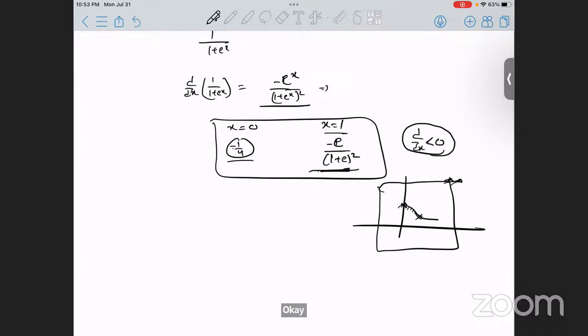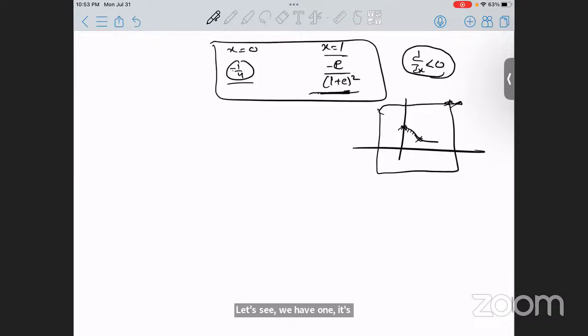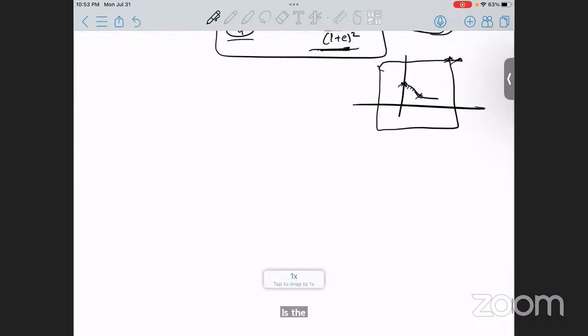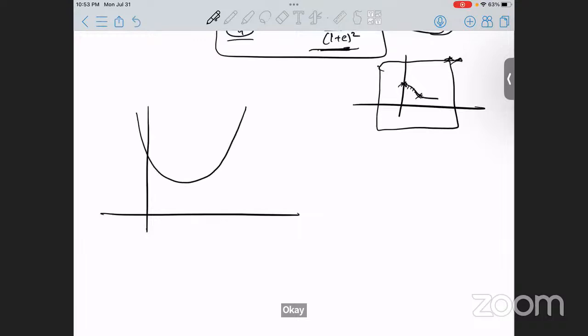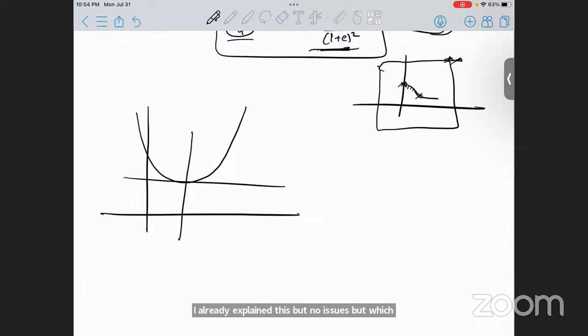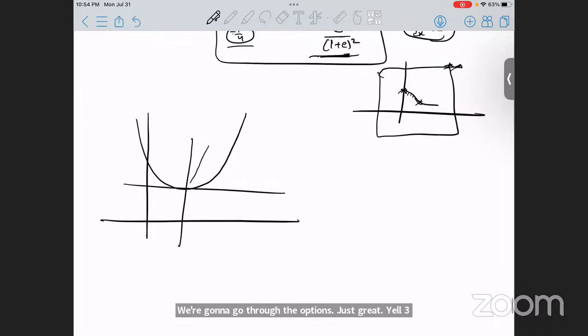Let C be a curve and a straight line. Yes, the tangent question. I already explained this, but no issues. Which of the following are correct about the C? We will go through the options. Just wait. L3 is not here. Okay, I didn't put L1, L2, L3. L1 is not a tangent to curve C at point P.